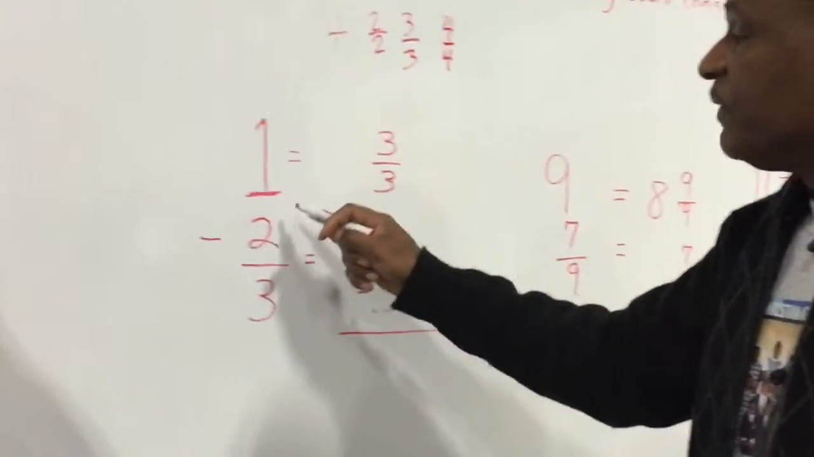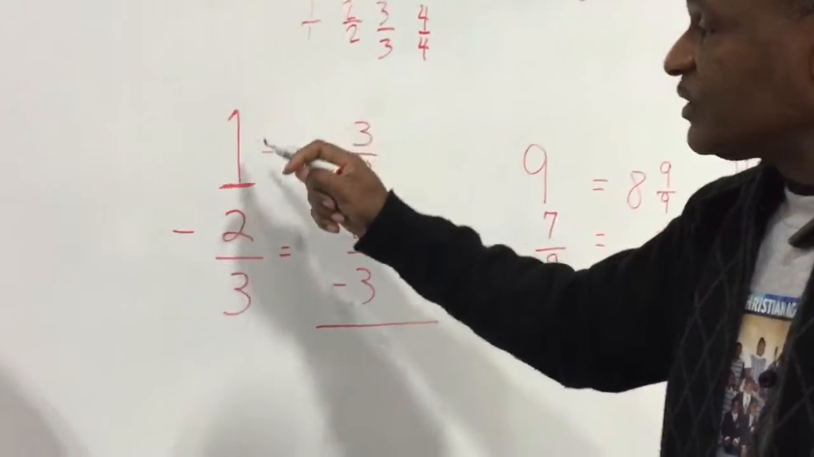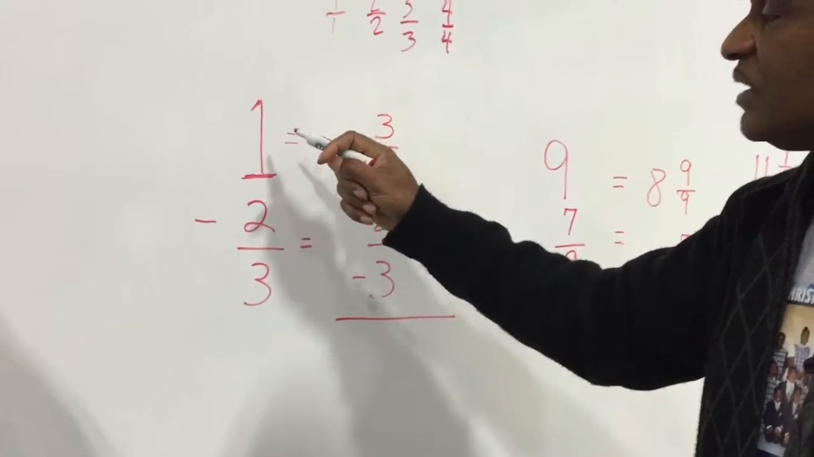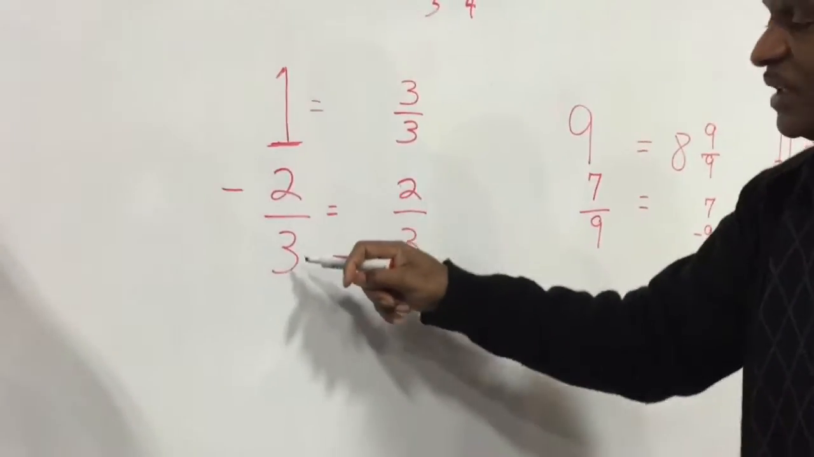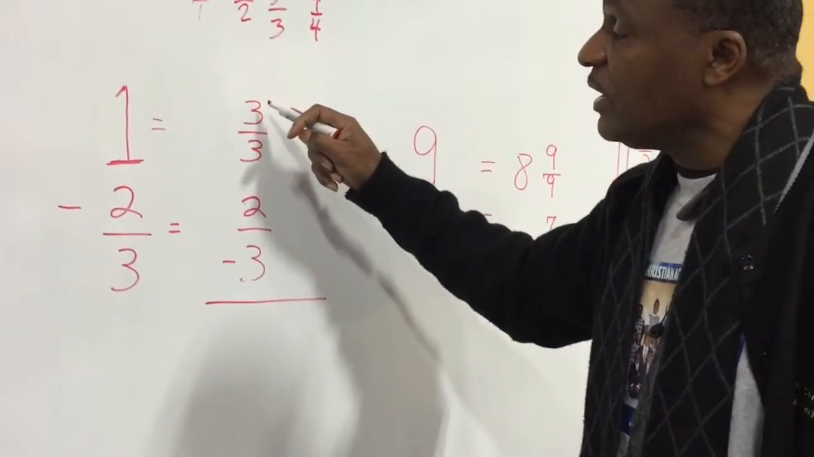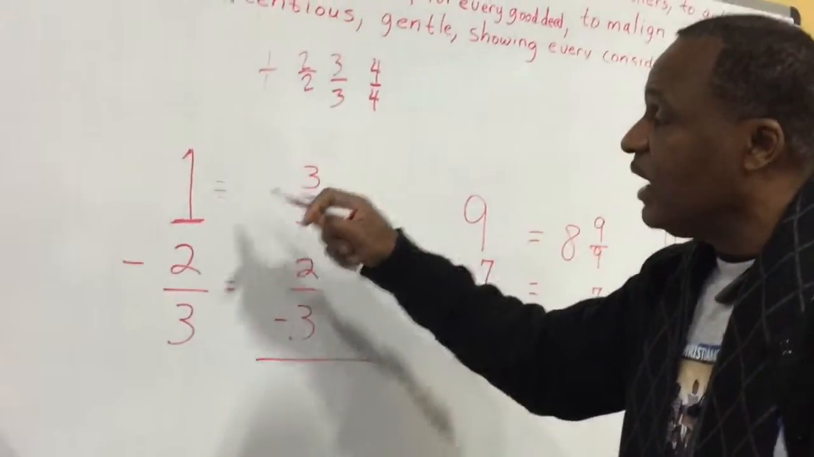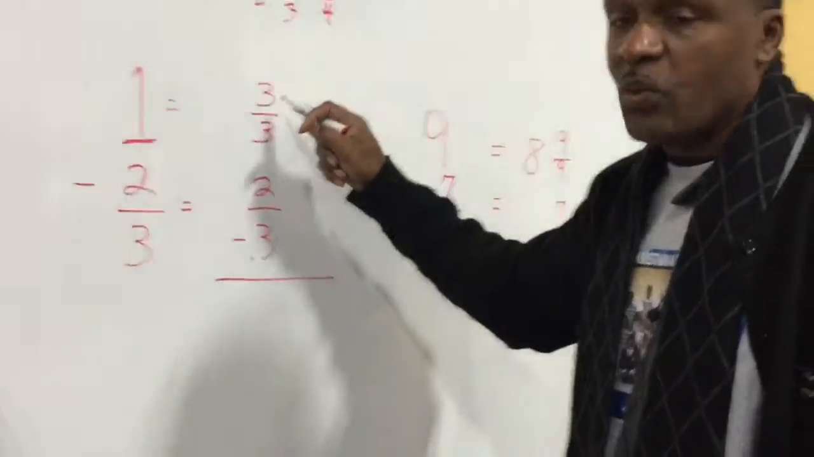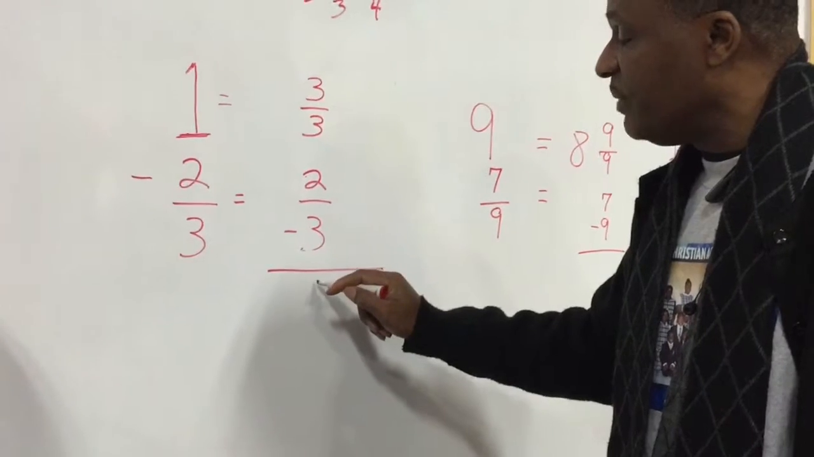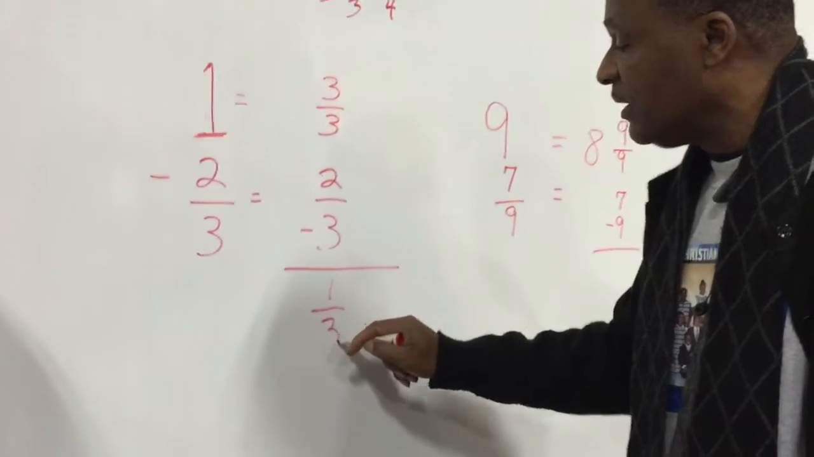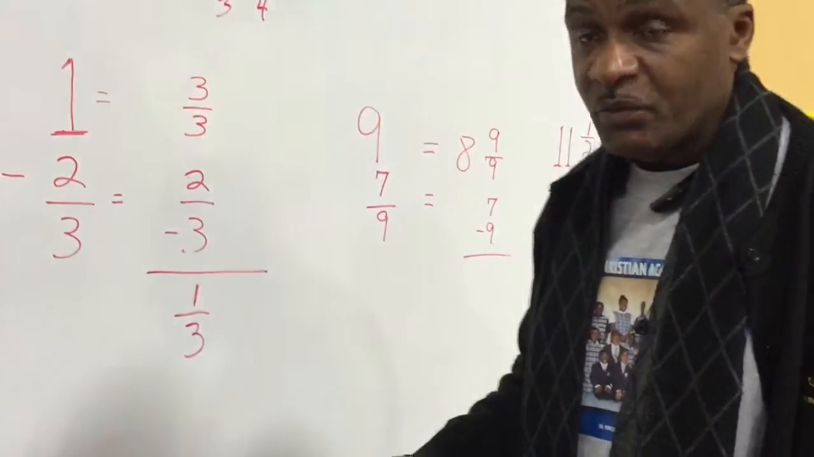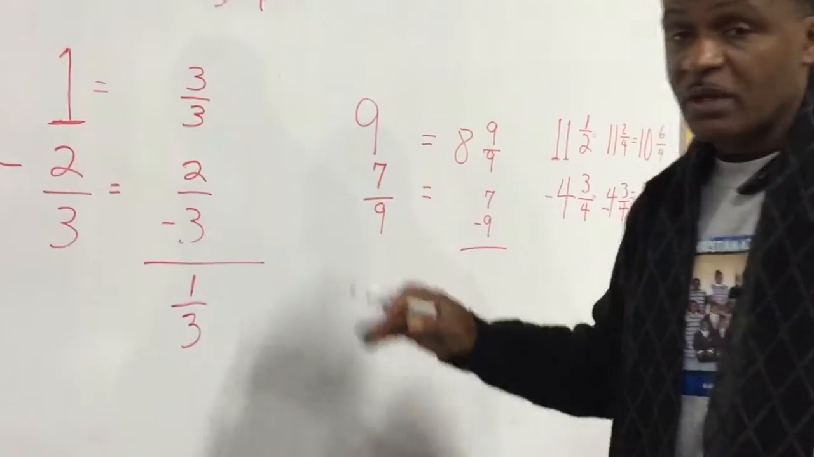If we want a number that we can actually take 2/3 from, we want to convert this into 3 over 3 because the denominator here is 3. So we convert the 1 into its equivalent, and 3 over 3 minus 2 over 3 ends up being 1 over 3. That's pretty easy to do, and it's a really effective way of doing your fractions. We're going to move on.